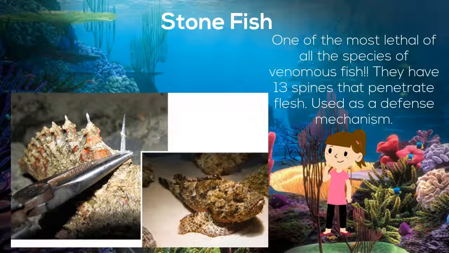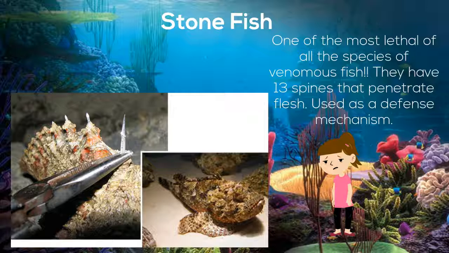Some interesting facts about the stonefish is that they are the most lethal of all the species of venomous fish. They have 13 spines that penetrate the flesh and let out a very toxic venom. Surprisingly, their venom is not used for prey. It is only used as a defense mechanism against predators. If someone were to accidentally step on a stonefish, the poisoning can be severe enough that it could result in death.